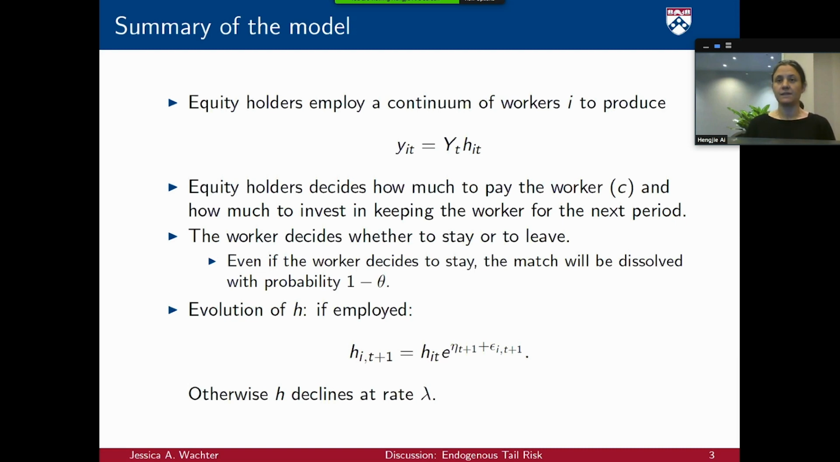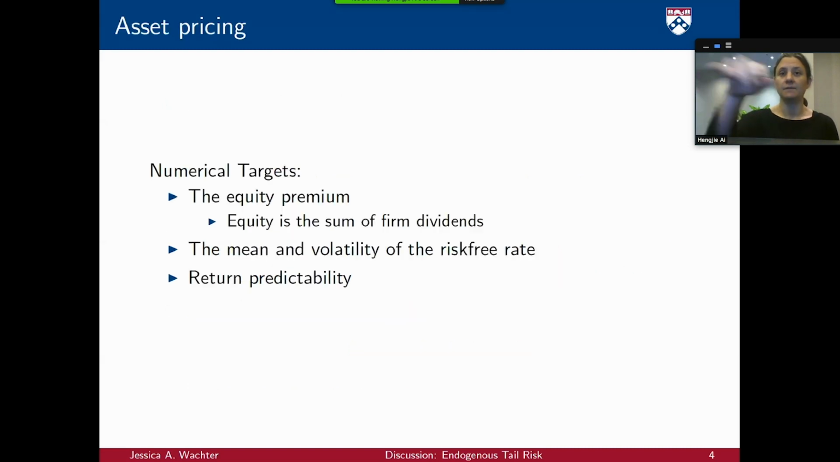Now, the equity holders decide how much to pay the worker, the compensation, and how much to invest in keeping the worker. And the worker decides to stay or to leave. Even if the worker decides to stay, the match might be dissolved with a probability that's under the control of the equity holders, the investment. If the worker remains employed, the human capital in expectation stays the same, but it's subject to idiosyncratic shocks, epsilon. Otherwise, the human capital declines at rate lambda.